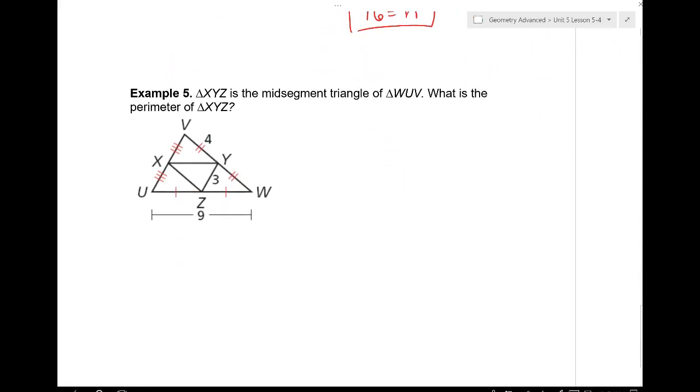All right, now the next one says triangle XYZ is the mid-segment triangle of triangle WUV. What is the perimeter of triangle XYZ? What are we going to do, my friends?